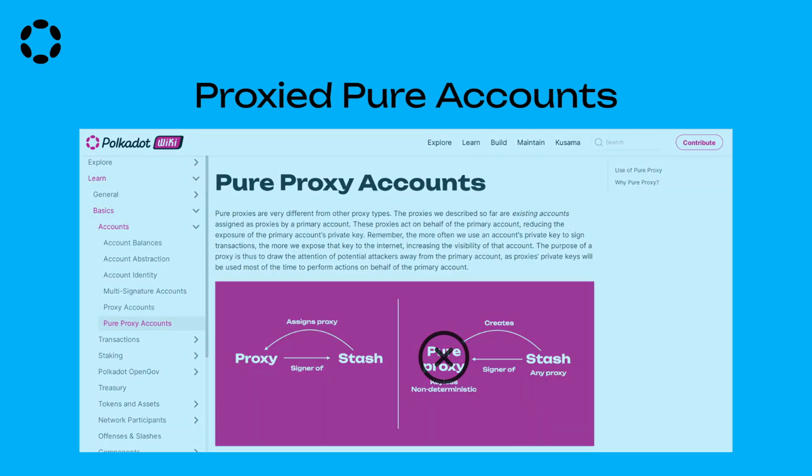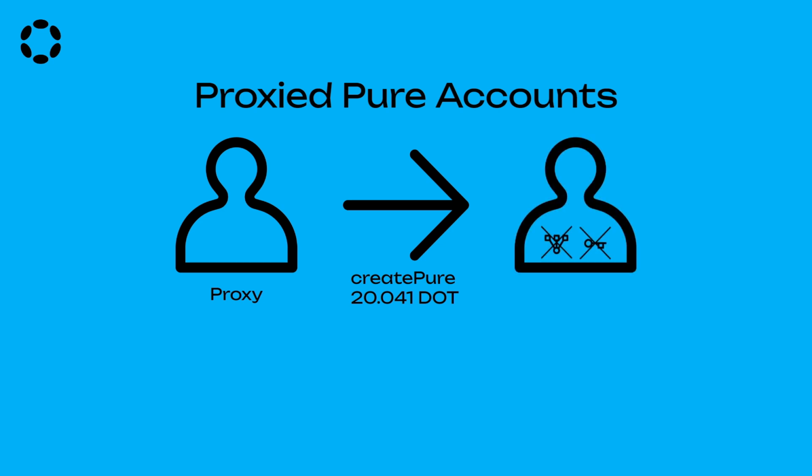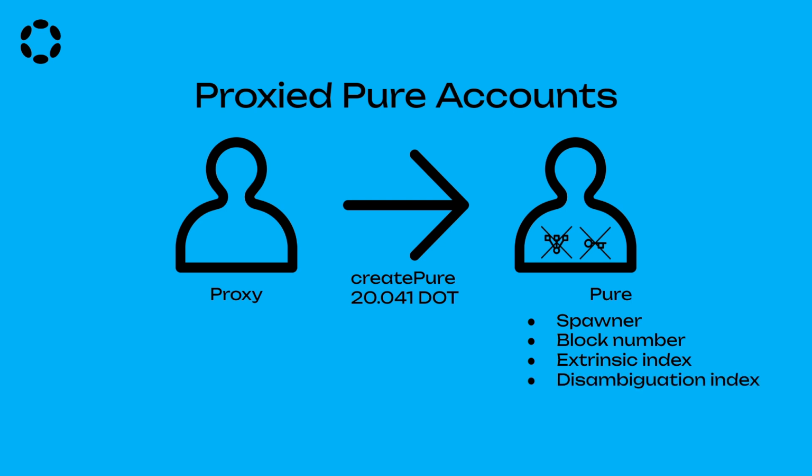Allow me to explain. If an account wants to be a proxy of a pure account, it submits a create pure transaction and places a deposit equal to 20.041 DOT. This essentially asks Polkadot to generate a keyless, non-deterministic account considered pure based on the creator, known as the spawner, block number, the extrinsic index of the create pure transaction, and something called a disambiguation index, which is just a way for Polkadot to be able to know in the future which proxied account is being referenced in case multiple create pure transactions are submitted in a single batch.